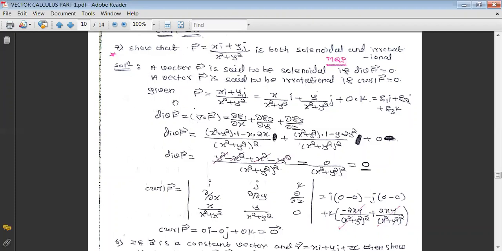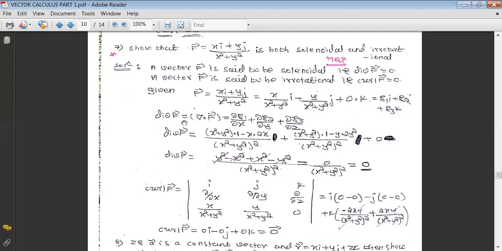First, they have given f bar equal to (x i plus y j) divided by (x square plus y square). Once you go for individual division, we can write it as x divided by (x square plus y square) into i plus y divided by (x square plus y square) into j. Since the third component is not there, we can write it as 0 into k. Now it is of the form f1 i plus f2 j plus f3 k.